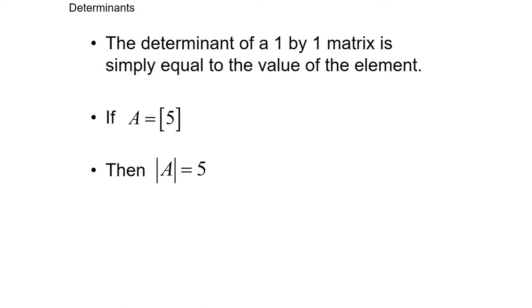Now let's start with the smallest square matrix, a 1 by 1 matrix. If you have a 1 by 1 matrix, then the determinant associated with this matrix is simply the value of the single element in the matrix. So that's where we start, the single element in the matrix.